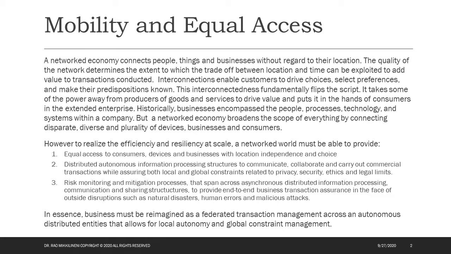3. Risk monitoring and mitigation processes that span across asynchronous distributed information processing, communication and sharing structures, to provide end-to-end business transaction assurance in the face of outside disruptions such as natural disasters, human errors, and malicious attacks. In essence, business must be reimagined as a federated transaction management across an autonomous distributed entity that allows for local autonomy and global constraint management.